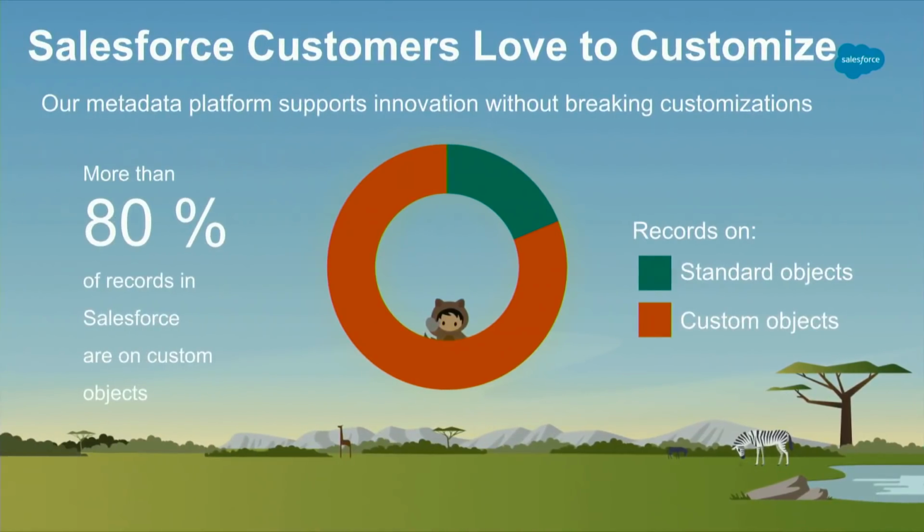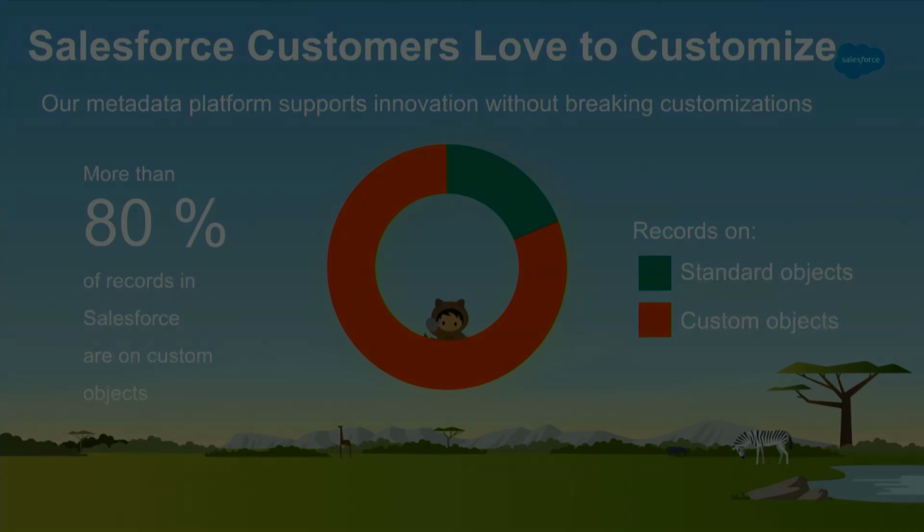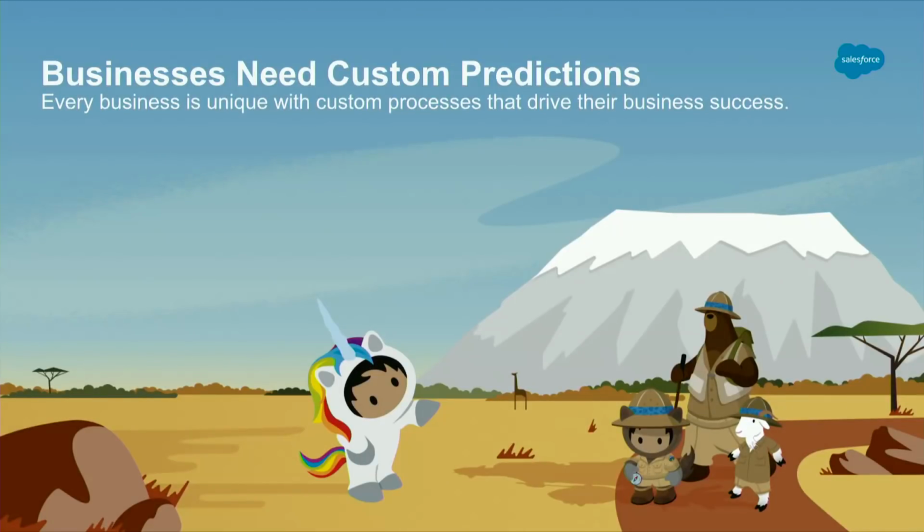However, everyone loves to customize. I'm sure you like to customize as well. How many of you are using custom objects? All of you? Yeah, exactly. What is it, 80% of records are on custom objects. So even though we have these point solutions, they won't necessarily be applicable to something that you want to do. The way I see it, business needs custom predictions. You have custom objects, you need to do your own custom predictions.